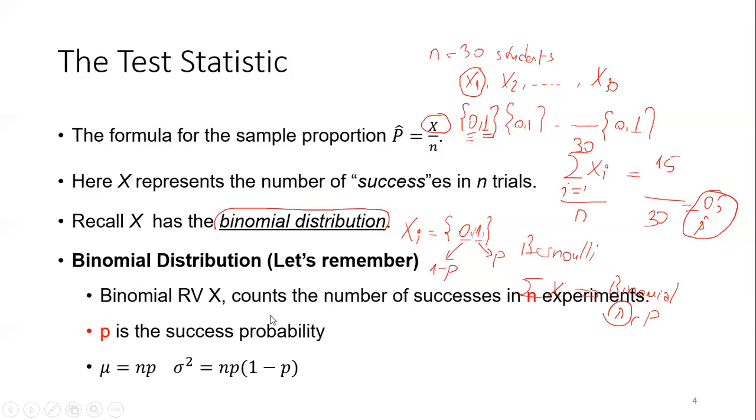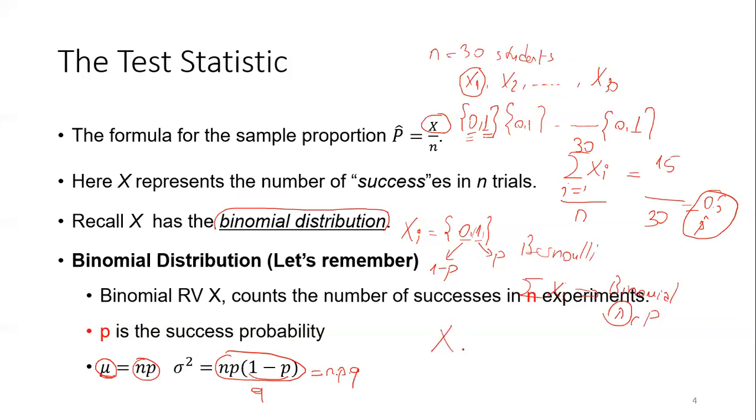So a binomial random variable counts the number of successes in n experiments, where p is the success probability. The expected value of a binomial random variable is n times p, and the variance is n times p times 1 minus p. Sometimes we denote 1 minus p as q, okay? So this is in fact n times p times q, right?